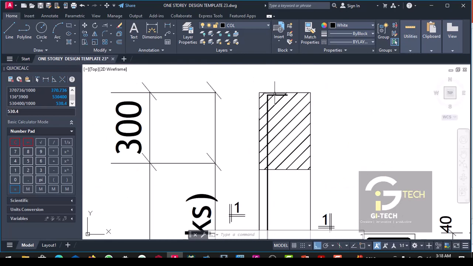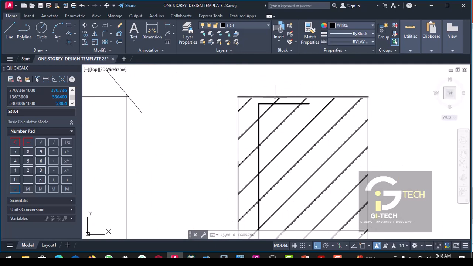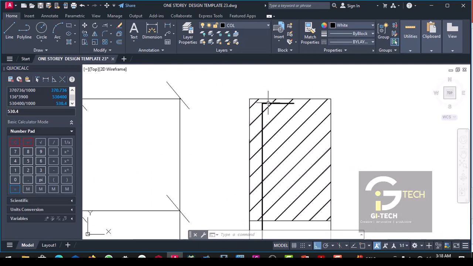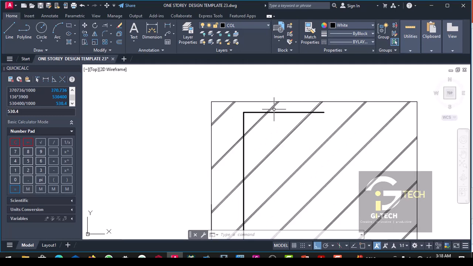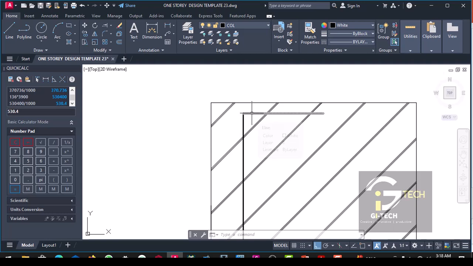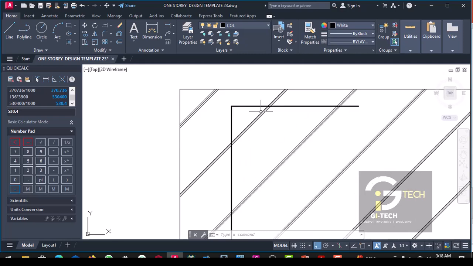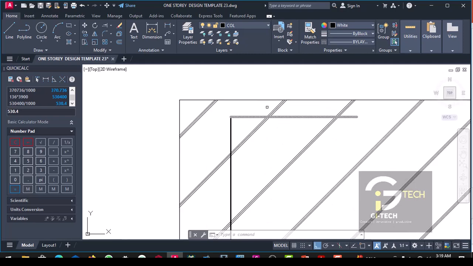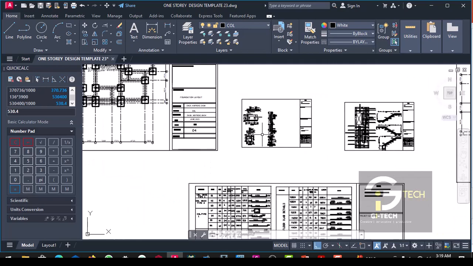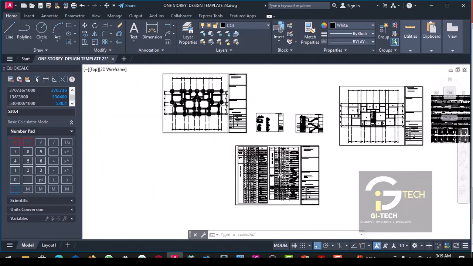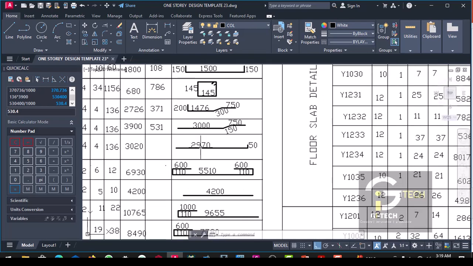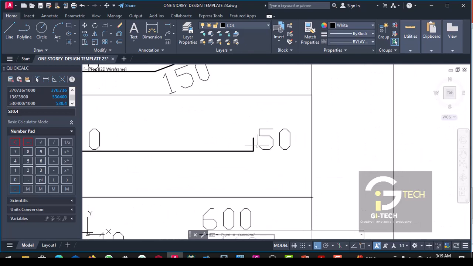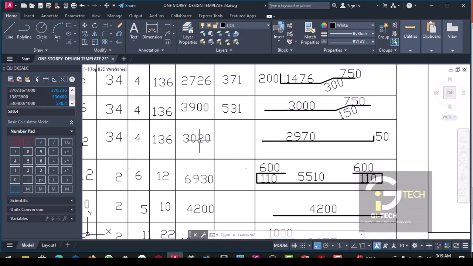So from here to this point, we may take between 25-30 as the cover, because there must be a cover here. So you cannot hit this reinforcement directly on this formwork. So you have to subtract your cover. So we assume that our cover from here to here is 30. So when you subtract 30 from 3000, you will have 2970. Then this one is 50. So when you add it up, you have 3020.